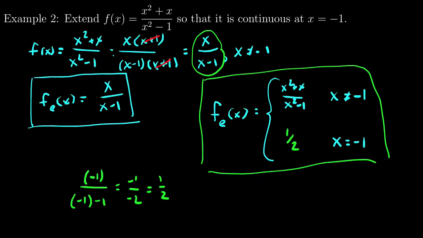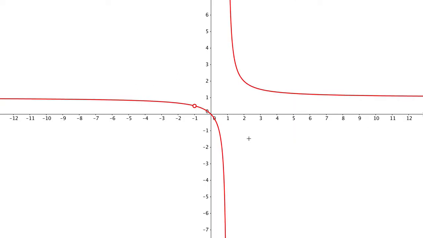And let's see graphically. So you see this right here, and we have this hole right here at -1, 1/2, and if we filled that in, we'd have a continuous function.